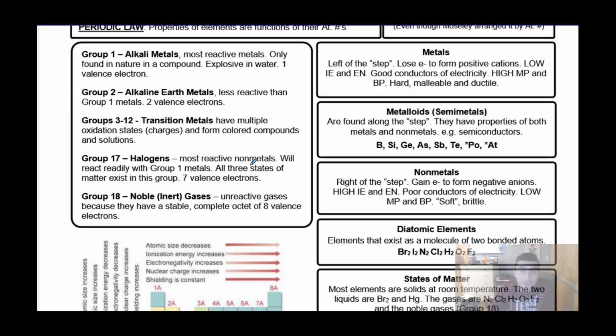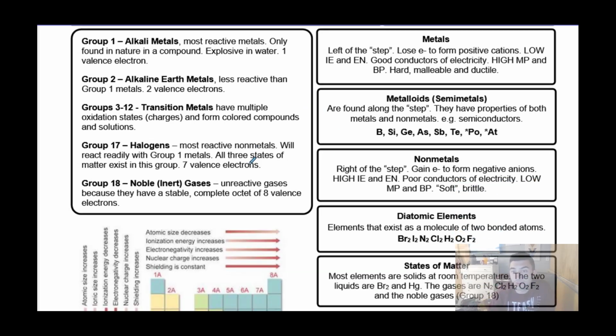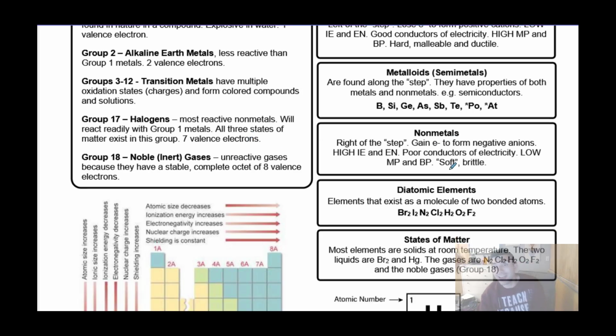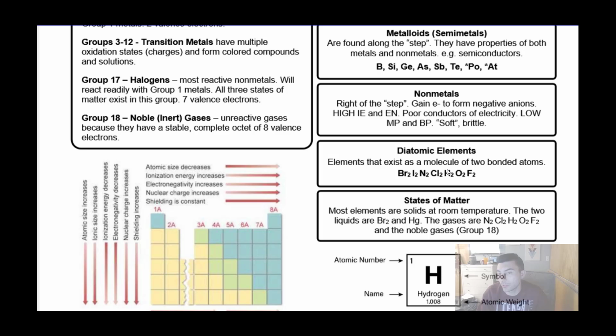Metalloids are found along the step or the staircase, also known as semi-metals. They have properties of both metals and nonmetals, like being a semiconductor. The elements listed there are the metalloids. Polonium and astatine are radioactive, so some sources consider them metalloids, some don't. The first 6 there are the most important ones, so that you understand where the step is. The nonmetals are to the right of the step. They gain electrons to form negative ions. They have high ionization energies and electronegativities. They're poor conductors of electricity. They have low melting points and boiling points, and they tend to be soft and brittle.